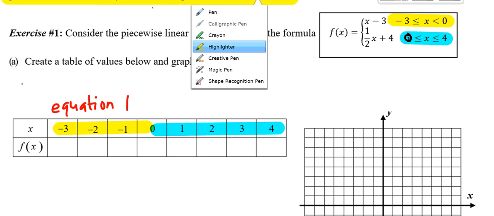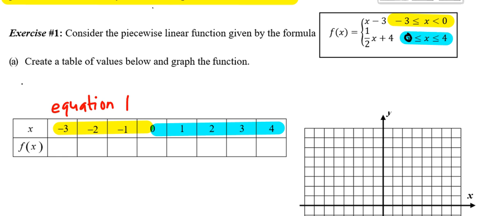When I look at what goes on in my domain, I notice that because it says equal to, I have a closed circle at -3, and then it says not including 0, so I have an open circle for the next part. If I move down to the next equation, I'm including 0, so it's a closed dot, and for 4, I'm also including 4, so it's a closed dot. This portion here represents equation 2.